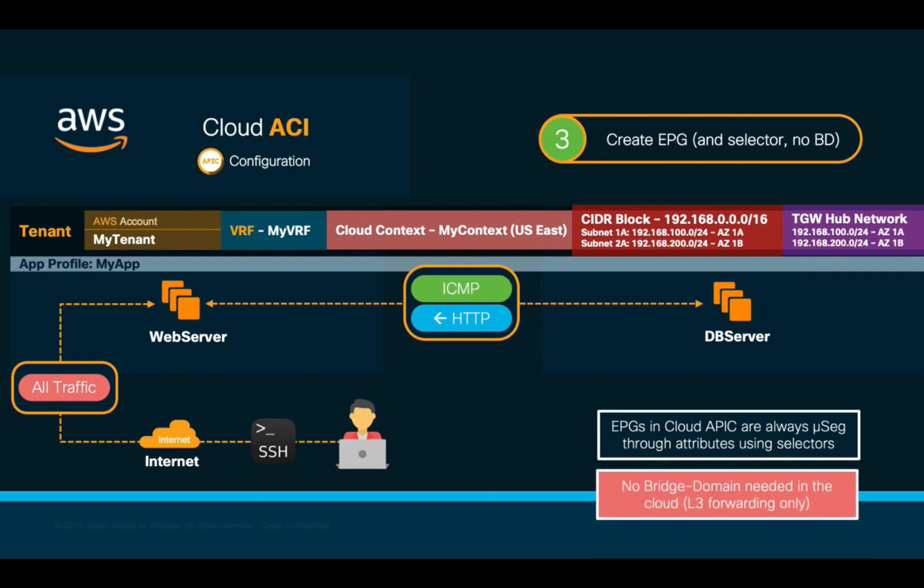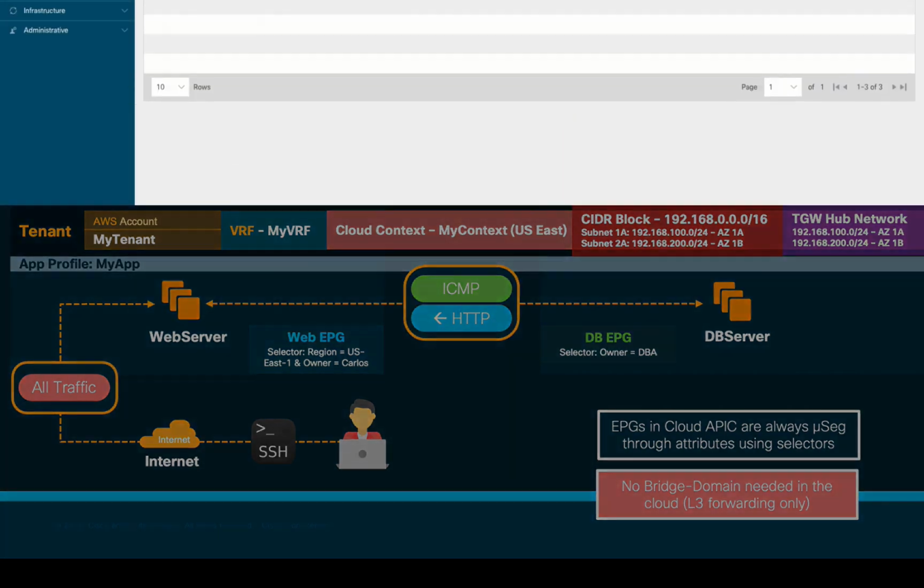Remember, there is no need to define bridge domains in Cloud ACI. In our case, we will create a couple of EPGs. One called web, which will include a selector matching US East 1 region and a tag specifying that the owner is Carlos. This means that any instance we create that matches that specified criteria will automatically be mapped to the web EPG. We will also create a database EPG, which will use a similar selector, but mapping it this time to a different tag value, matching the DBA as owner in this case. Let's now go ahead and create such configurations on Cloud APIC.